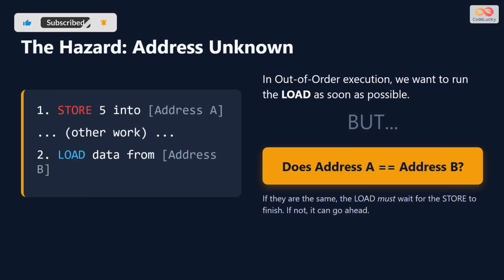Here is the problem. Imagine we have a store instruction followed by a load instruction. In an out-of-order processor, we want to execute that load as soon as possible, maybe even before the store finishes. But there is a catch. We often do not know the memory addresses for these instructions yet. If the store and the load access the exact same address, the load must wait for the store to update the value. If they are different, they can run in parallel.